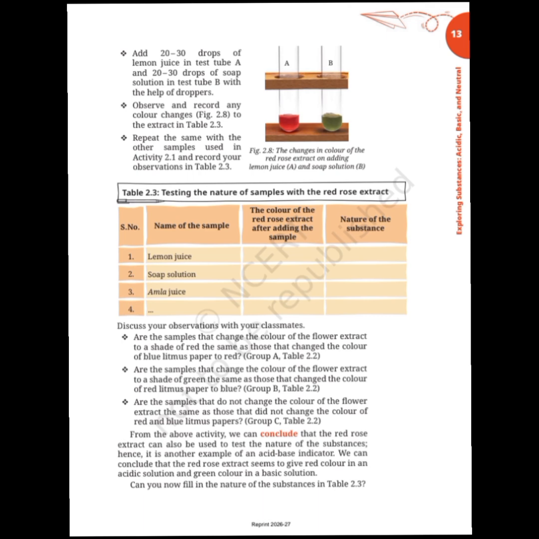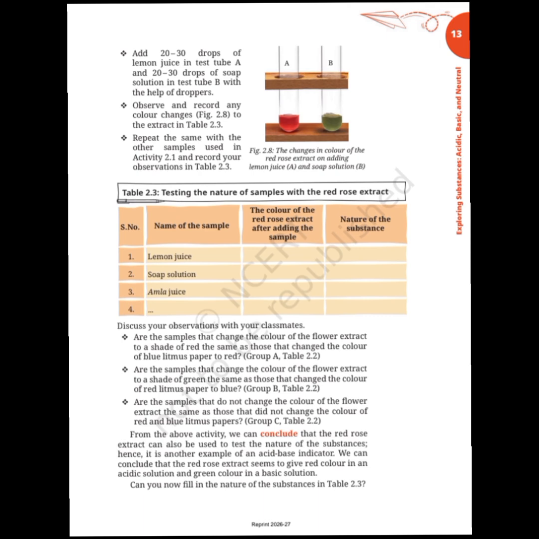Table 2.3, testing the nature of samples with the red rose extract. Number, name of the sample, the color of the red rose extract after adding the sample, nature of the substance. 1. Lemon juice. 2. Soap solution. 3. Amla juice. Discuss your observations with your classmates. Are the samples that change the color of the flower extract to a shade of red the same as those that change the color of blue litmus paper to red?